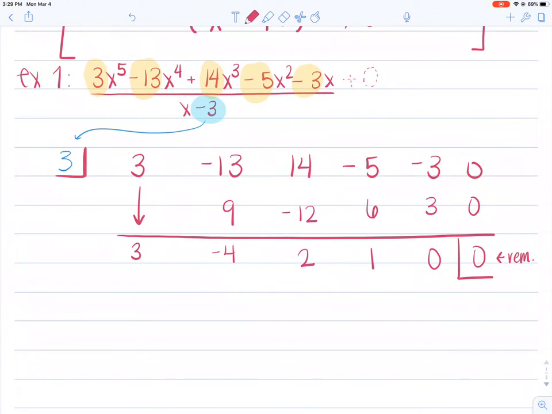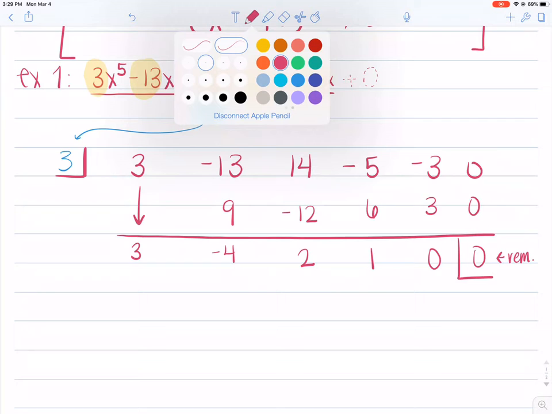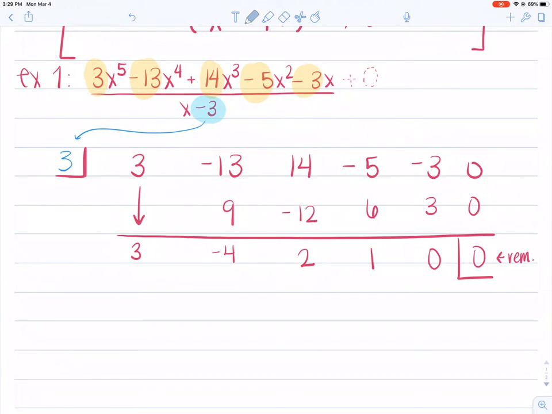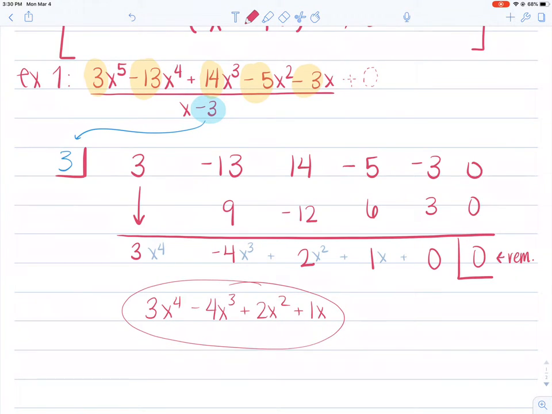And with synthetic division, when you divide, you're going to come down 1 degree. So to then go fill in the rest of this, I had x to the 5th, so I have x to the 4th, x to the 3rd, x squared, x, and then the constant. So to write this, I'll have 3x to the 4th minus 4x to the 3rd plus 2x squared plus 1x plus 0, which I don't need to write, and I don't have a remainder, so that is my answer when I divide those two.